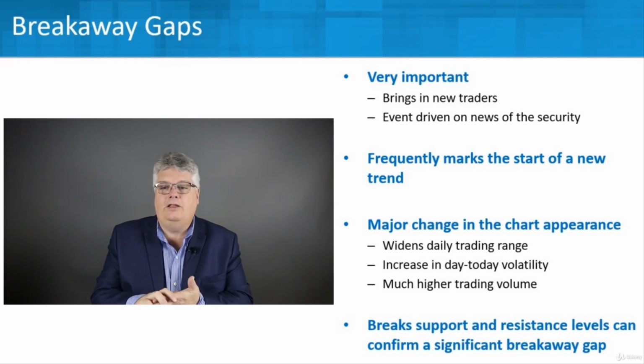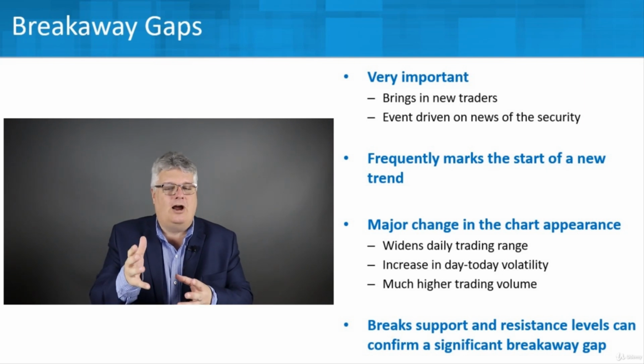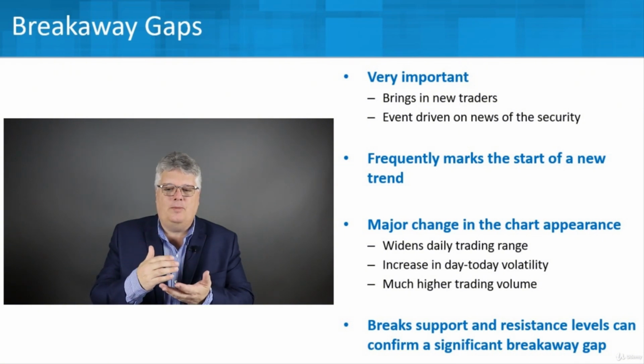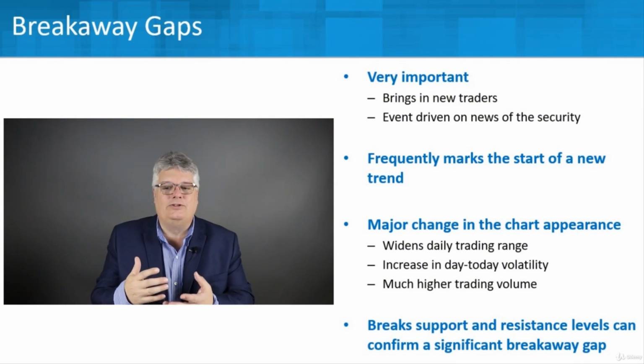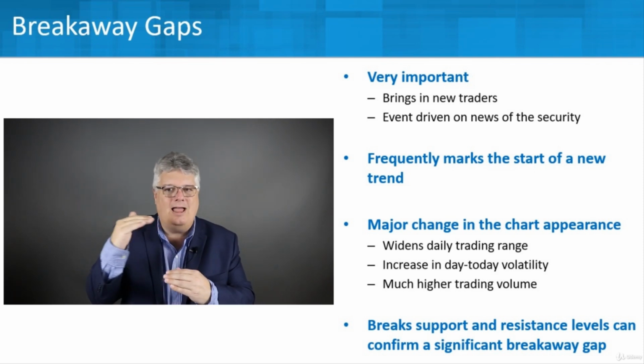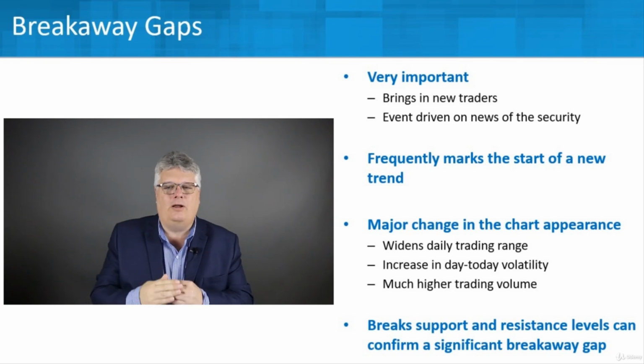You might see that the daily trading range, the high-low, starts to widen. You might see an increase in in-day volatility, with lots of things being sold high and low all throughout the day. And also, as we mentioned, much higher trading volume are good indicators that a breakaway gap is occurring. And what happens is it's actually going to break through support and resistance levels, which can help confirm a significant breakaway gap. So, support level would be like low prices, and resistance would be high prices, and somehow it's breaking through this trading range of prices, and that's why we call it a breakaway gap.